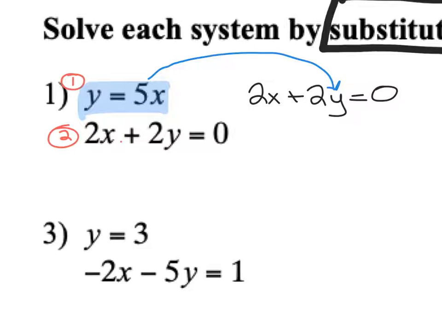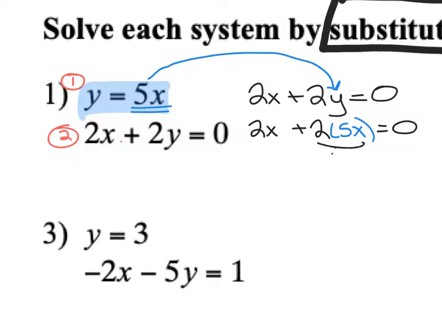Again, what I did is I was told that y equals 5x in my first equation, and I substituted in 5x for my y value into my second. So now I'm going to rewrite my second equation with substituting in 5x for y. So 2x plus 2 times 5x equals 0. Now I'm going to solve this like normal.